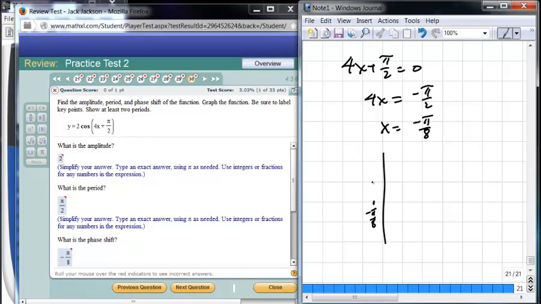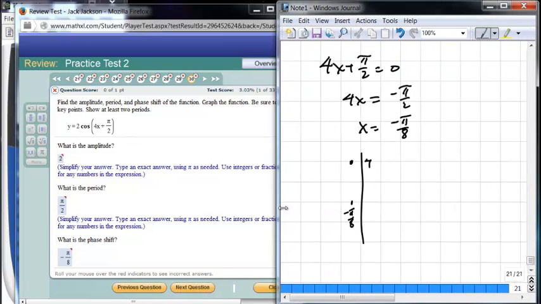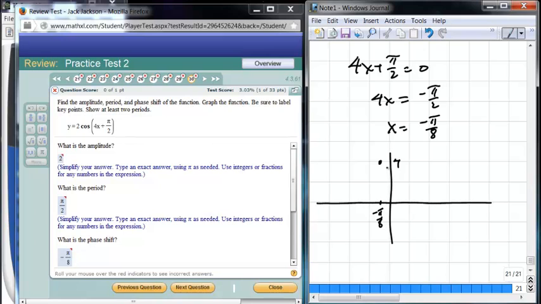It's going to start up above, up here at 4. And then it's going to come down from there. And the period was, what was the period? Pi over 2. So what's negative pi over 8 plus pi over 2? Common denominator of 8: 4 pi over 8, plus a negative pi over 8 is 7 pi over 8. So somewhere over here is 7 pi over 8. That's where it's going to get back up here. It's going to do something like that.